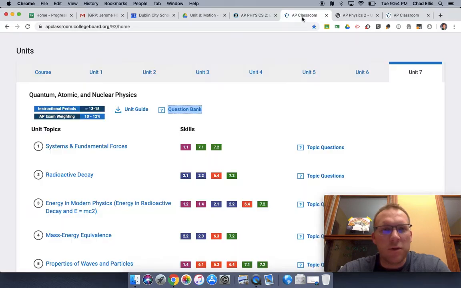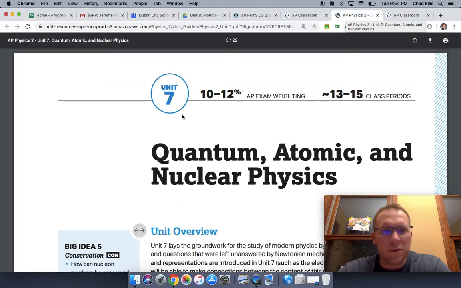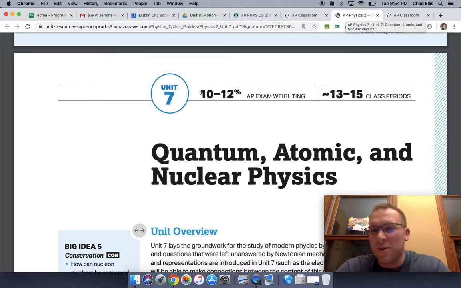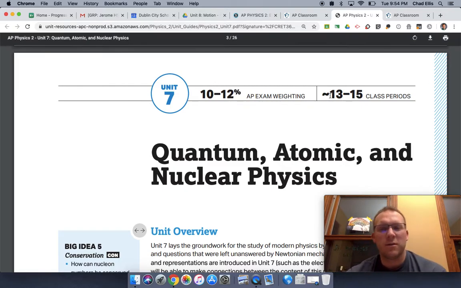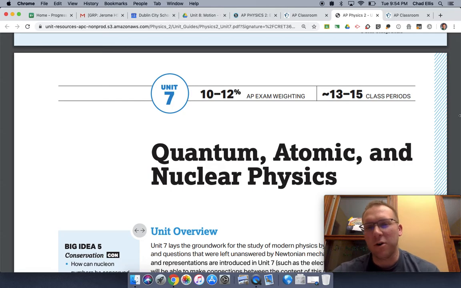I wanted to pull this up for the AP Physics. So this is kind of their outline that they give to teachers. In Unit 7, it's approximately 10 to 12% of the AP exam in terms of its weight. Multiple choice, it's about 5 multiple choice questions. It's only really supposed to take between 2 and 3 weeks. It's about 13 to 15 class periods, and we've already taken one of those weeks. So not a ton of information to cover.